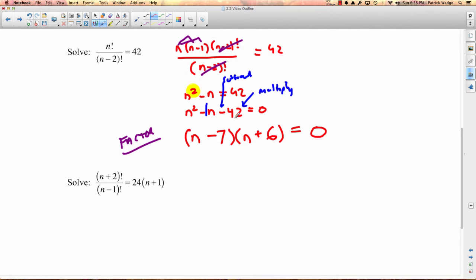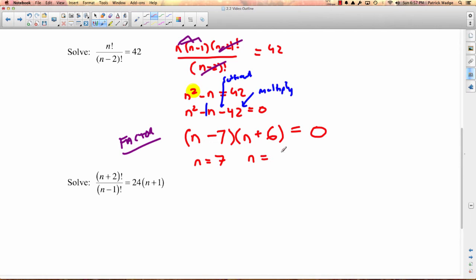Great. Now what we can do is use the zero product property. The zero product property says if you're multiplying two things together and it equals 0, and that's exactly what's happening here, we're multiplying one bracket times another bracket and getting 0, then either the first bracket equals 0, the second bracket equals 0, or they both equal 0. So what would make this first bracket equal 0? If n was 7. If n was 7, you'd have 7 take away 7, which is 0.